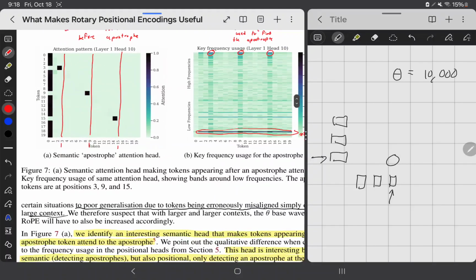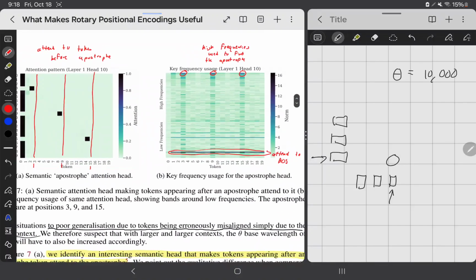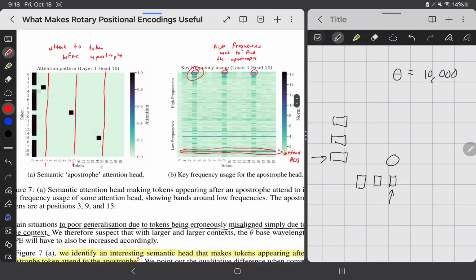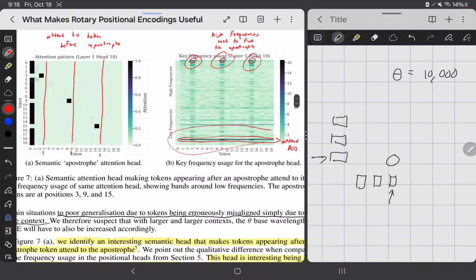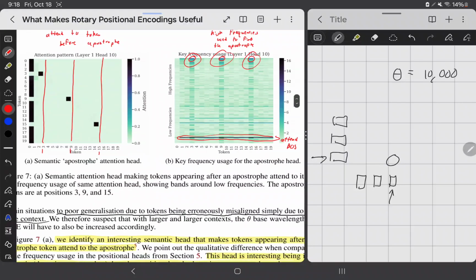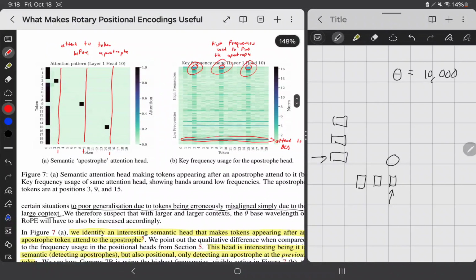So basically you get these high frequencies for the apostrophe token. This would be using some positional information, and it still uses these low frequencies for the semantics. But yeah, you get these mixes as well. These are the arguments that they're making. Basically, high frequency position, low frequency semantics.